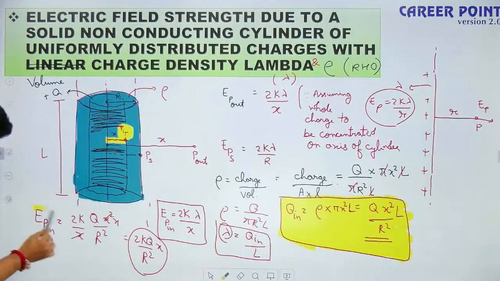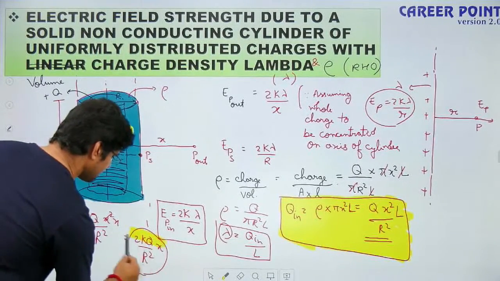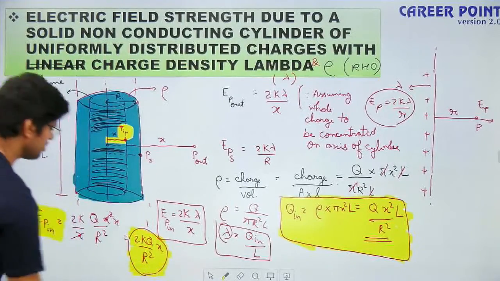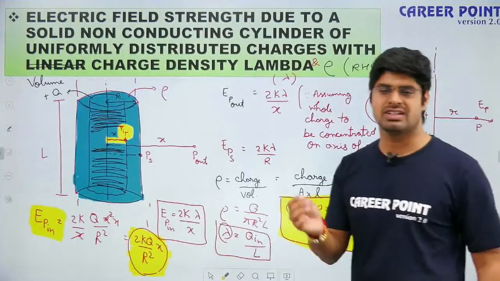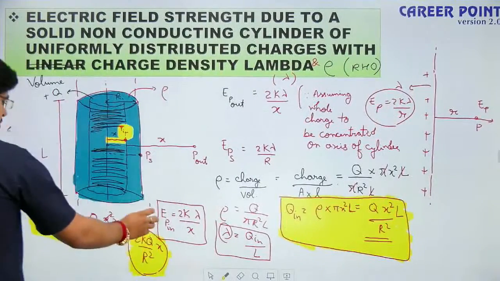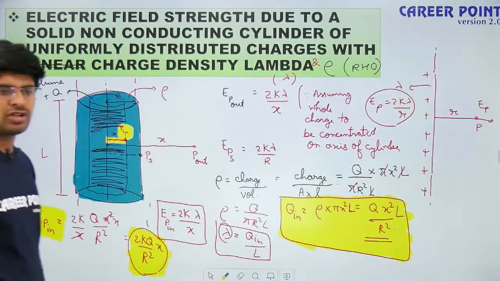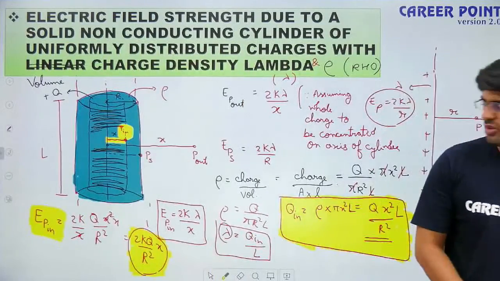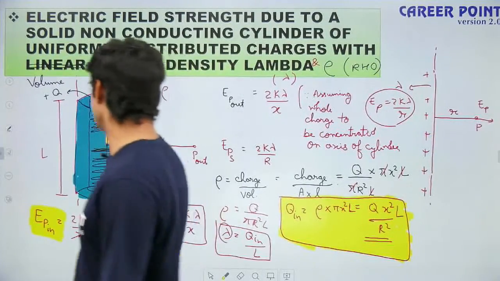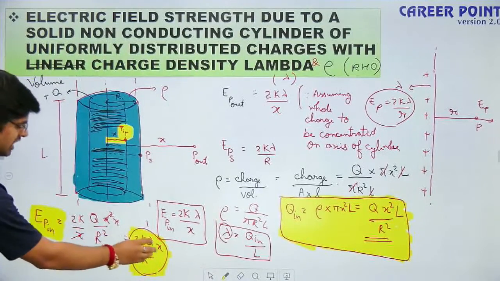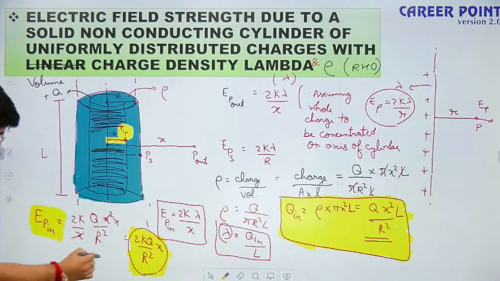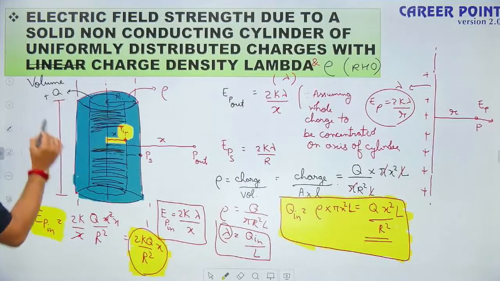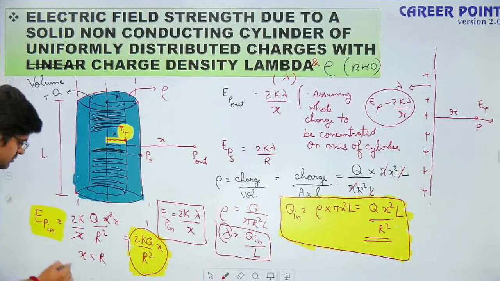So this will be our formula. I am highlighting it for our reminder that this is the expression for electric field at an inside point due to a solid non-conducting cylinder. It will be given by 2kqx by r square. Is that clear or not? Electric field due to a non-conducting solid cylinder at an inside point P will be given by 2kqx by r square, where x is the distance of the point from the axis of the cylinder, and here you can mention that x is less than r.